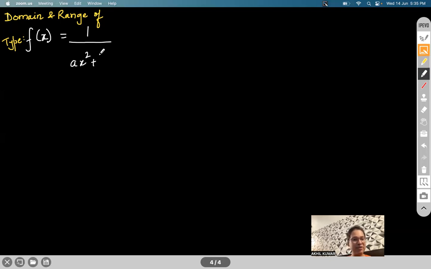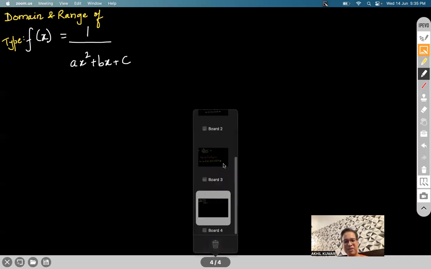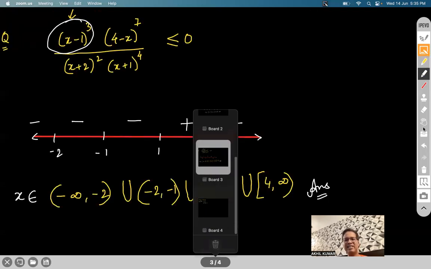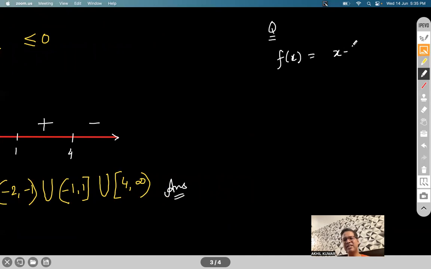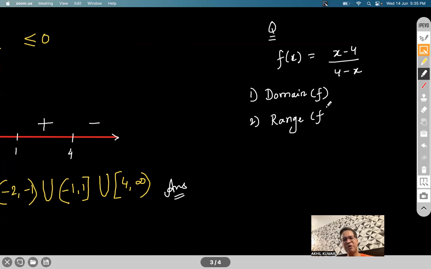I promise you to give a question which came in one of the competitive exams. Wait, sorry. Before starting with this, let me go back to the previous slide. A very simple question, but many people get this wrong. The question is, if a function is x minus 4 by 4 minus x, find its domain and find the range of the function. Give a response on the chat box and give it in one go. Don't give domain and then put an enter and then range, then put an enter. Give it in one shot.